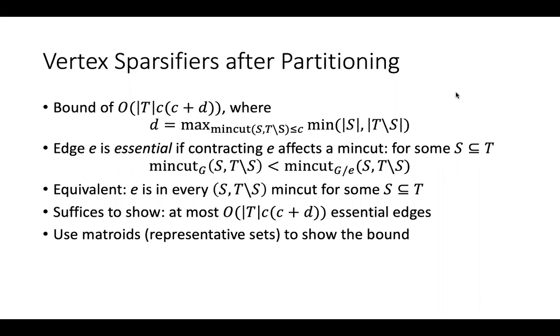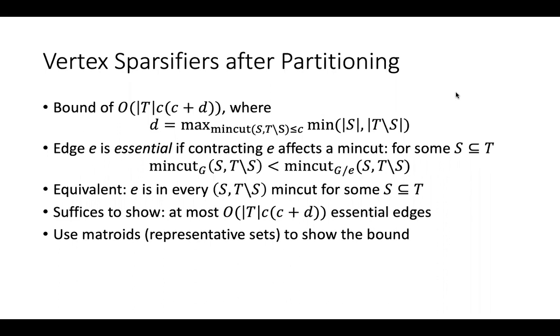It suffices to show that there's at most O of t times C plus D essential edges. The reason being that if there's some edge E that's not essential, you can just contract it, and it's obviously a C edge connectivity mimicking network. So you keep contracting edges that are not essential until all the edges are essential. So if we were able to show that there's at most T times C plus D essential edges, then we're done.